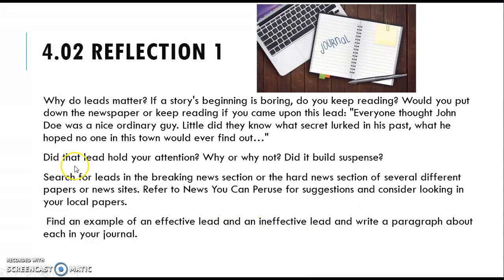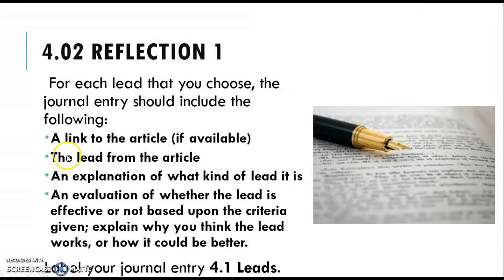Again, ask yourself, did it hold your attention? Why or why not? Did it build suspense? Did you want to keep reading the article? So for reflection 1, for each lead that you choose, the journal entry should include the following: a link to the article, the lead from the article, an explanation about what kind of lead it is, and an evaluation of whether the lead is effective or not based upon the criteria given. Explain why you think the lead works or how it could be better.